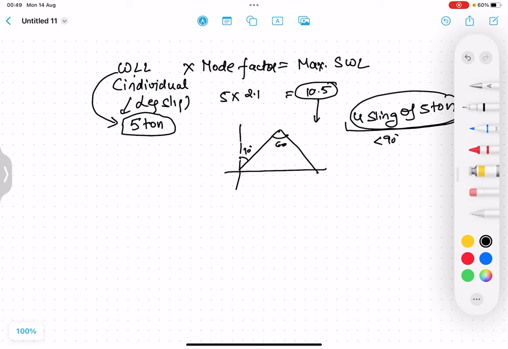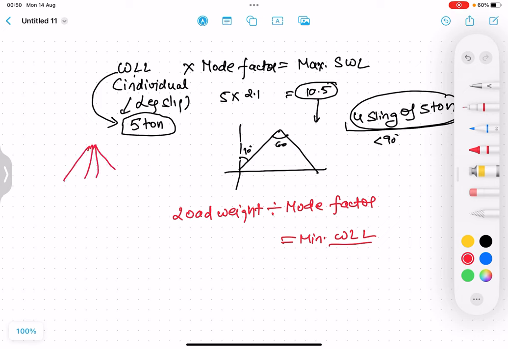Another way of using this concept is: load weight divided by mode factor is equal to minimum WLL. Here, having a set of slings in a particular orientation, we are finding the maximum weight that we can lift.